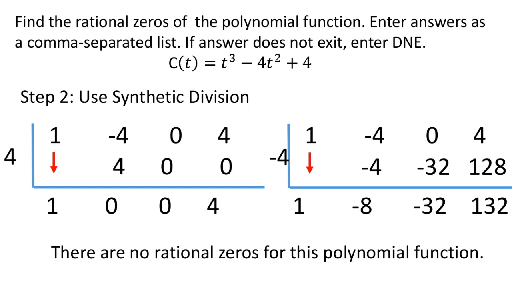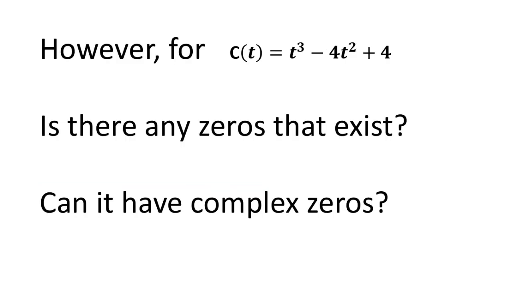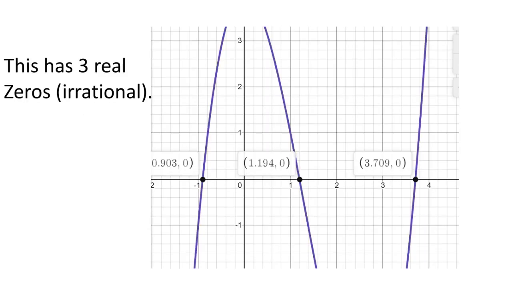But this doesn't mean that this polynomial doesn't have zeros, okay? If they were just asking for any zeros, we would have to include our complex zeros. We could see this in the graph. If we graph this, we see that these zeros are complex. But again, for our computer, in this particular problem, we would just write does not exist.